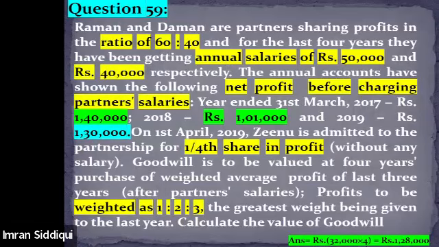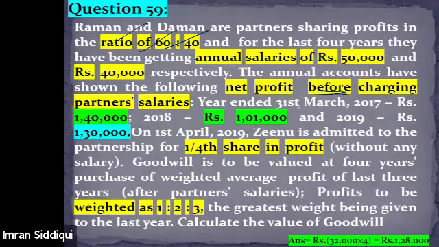Raman and Daman are partners sharing profit in the ratio of 60:40. Right? 60:40 basically means 6:4 or 3:2. 3:2, 6:4 or 60:40 is the same thing. For the last 4 years, they have been getting annual salary of 50,000. So this point is not at all relevant. It says that for the last 4 years, they have been getting annual salary of 50,000 and 40,000 respectively. The annual accounts have shown the following net profit before charging partner's salary.